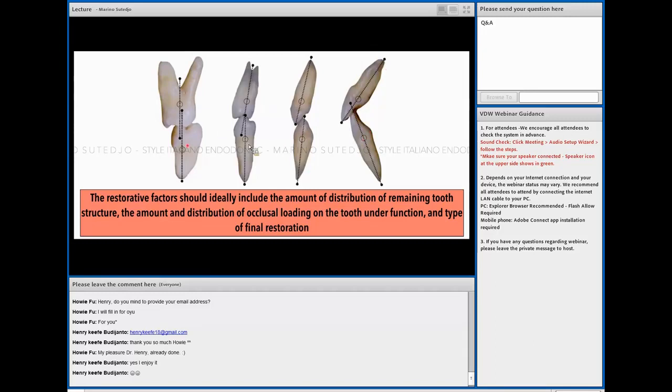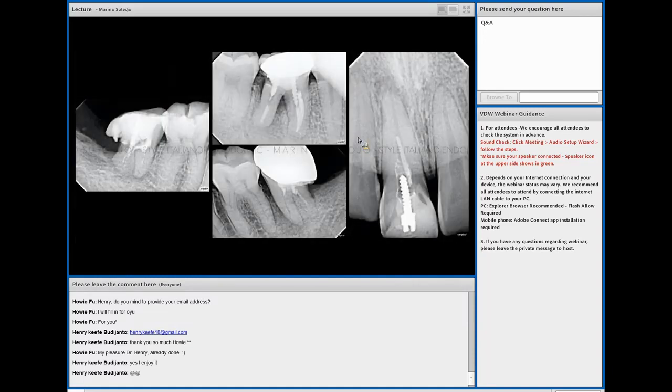But the shear stress force from this side to that side, it is increasing. And this is different because each tooth has a different function. Therefore, we need to pay attention to the restorations as well. Can you see this? The endo is not that bad, but you can see there is a huge gap between the post and the obturation material. There is a leakage of the core.